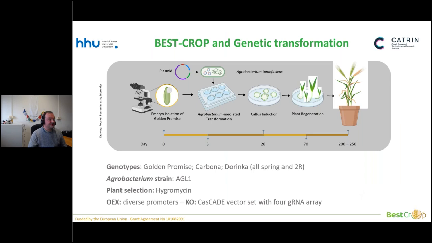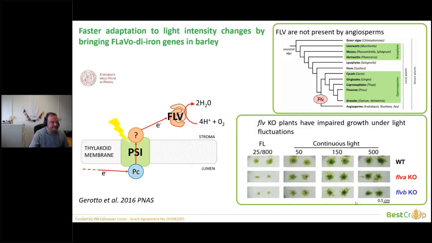The third approach will involve genetic engineering, and in particular gene editing, and also the introduction of synthetic pathways. And we will do that on elite barley varieties, specifically on Conchita. And here we will try to generate lines carrying new genes or overexpressing genes, but also try to get knockouts in specific candidate genes.